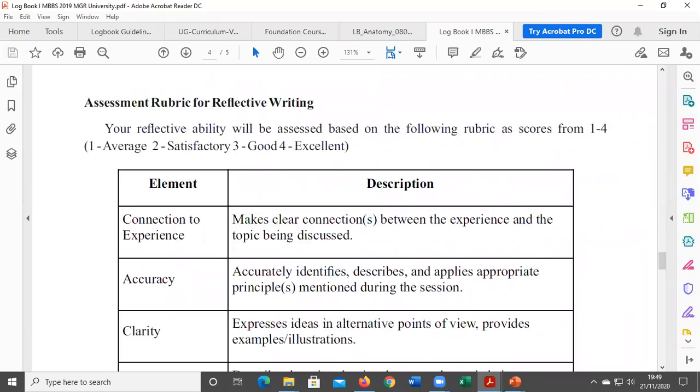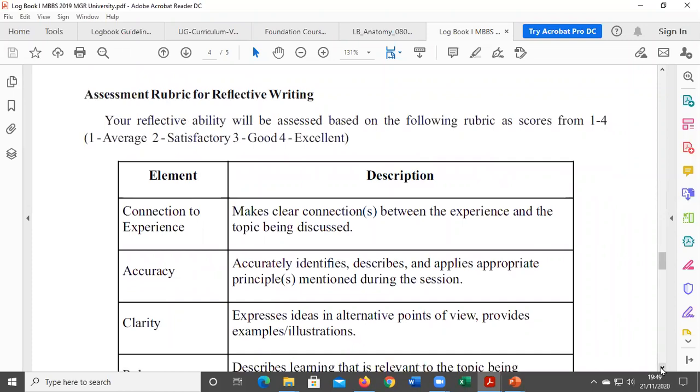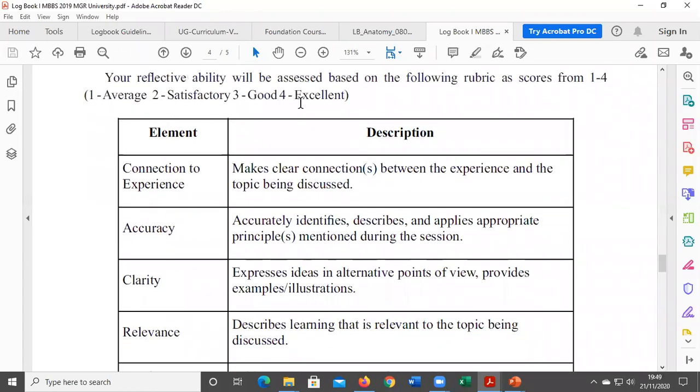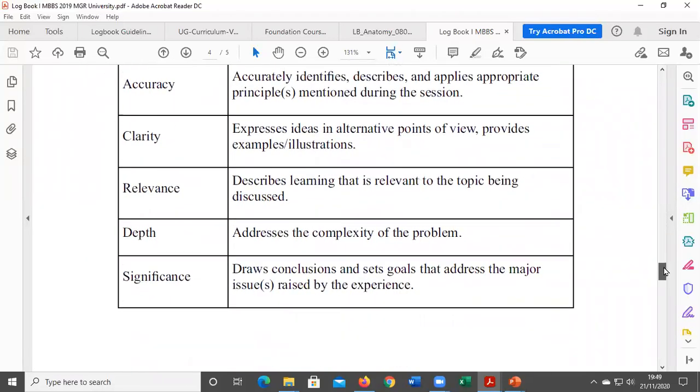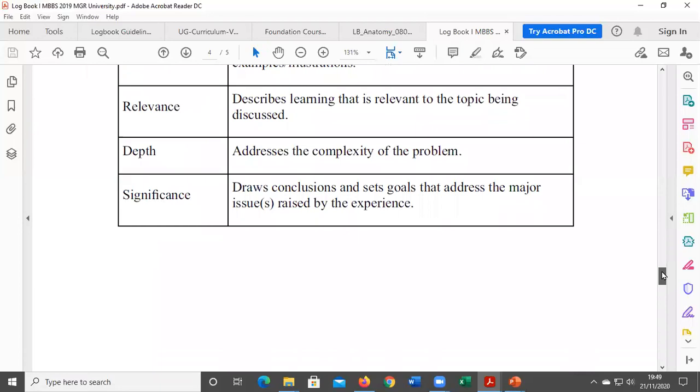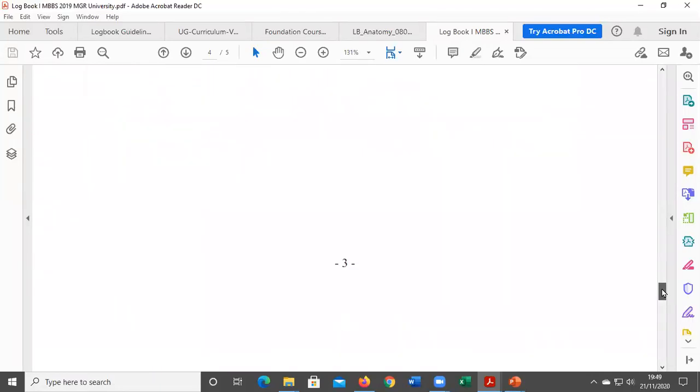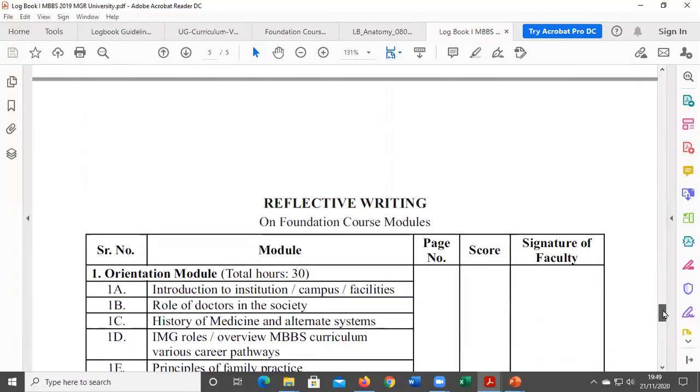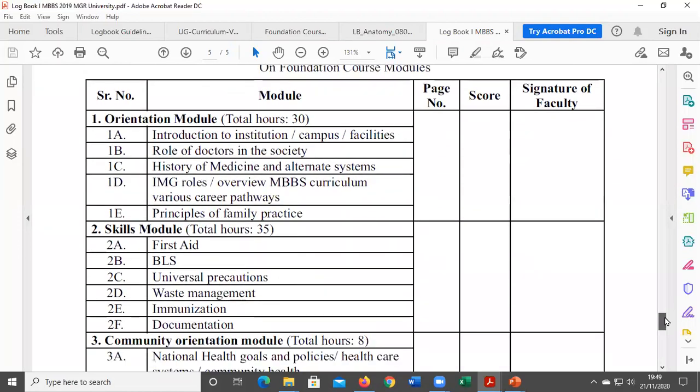And then they have also given how the reflections will be assessed: 1, 2, 3, 4, and element. And they have clearly defined the meaning of connection to experience, accuracy, clarity, relevance, etc. So this is a very good way of telling the student that this is how it will be assessed and gradation will be done.